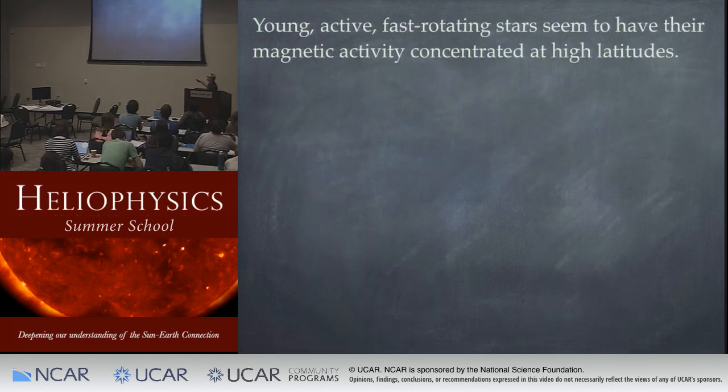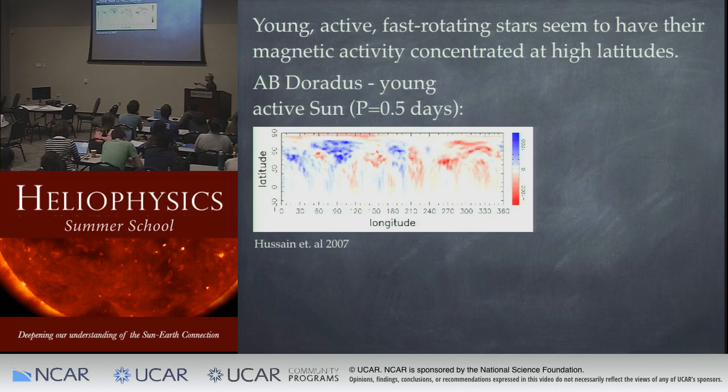So what we see is that young, active, fast-rotating stars seem to have their magnetic field activity concentrated at high latitude. Okay, so this is the same map as before of the sun, but you can see that there's a strong concentration of magnetic field at higher latitude. And this is something we see in many stars that have really fast rotation. We're not sure why it is so, but you can think of a process that you spin up the star, things tend to move up in latitude, because these things are driven by fluid dynamics or magnetohydrodynamic sense, okay? So boosting the rotation can push things up.